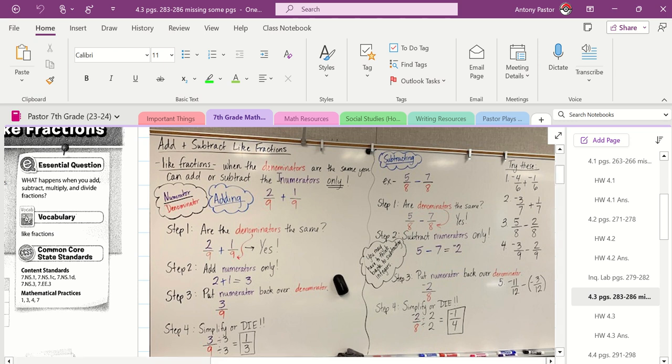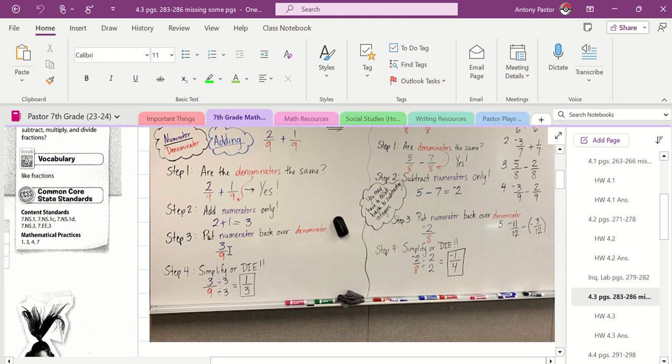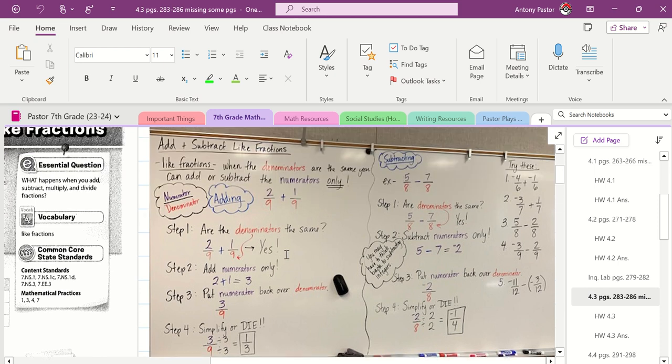So the example here given 2/9 plus 1/9, that will become 3/9. And eventually you will simplify 3/9. Simplify or die, apparently, according to these notes. So you would divide both of these by 3 and it'll become 1/3. So remember to always put your answer in simplest form if possible.